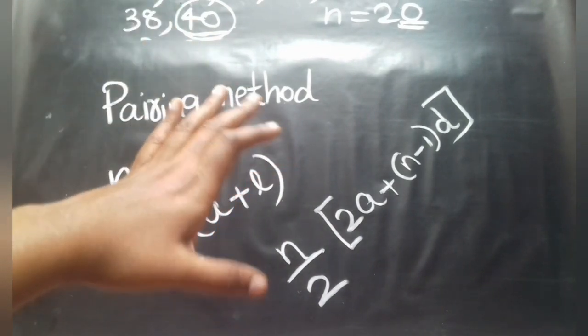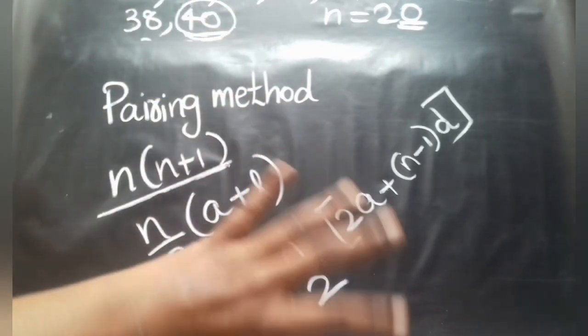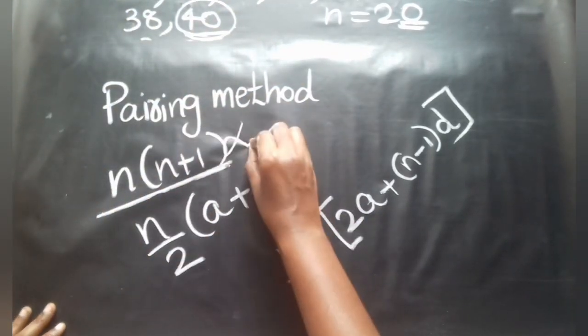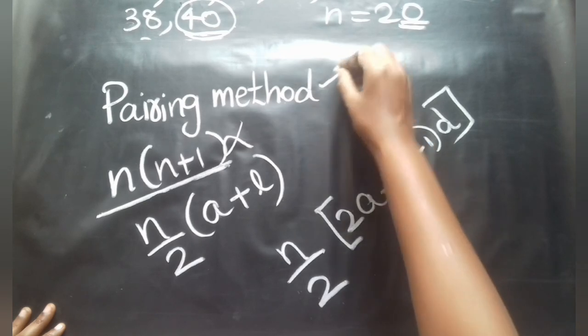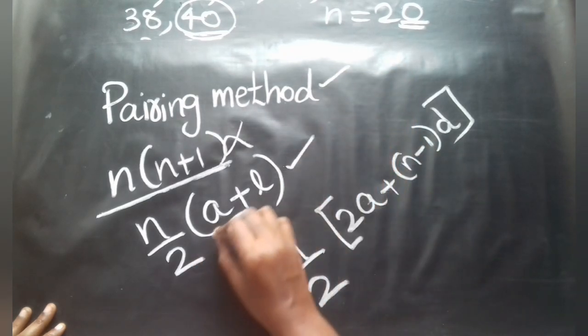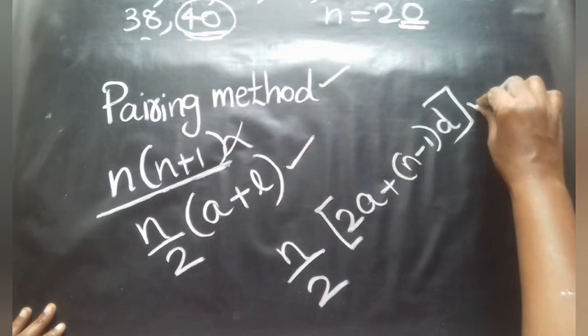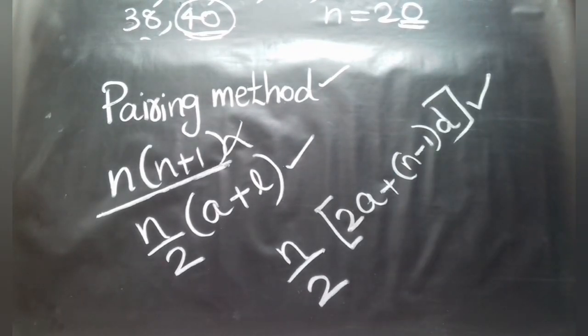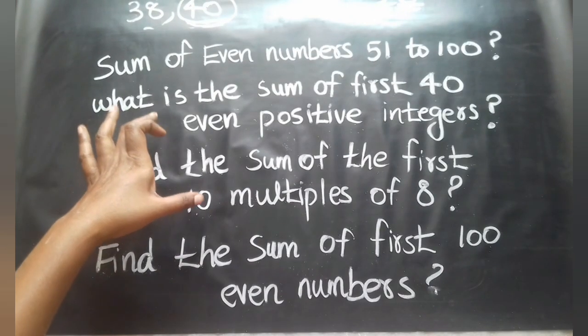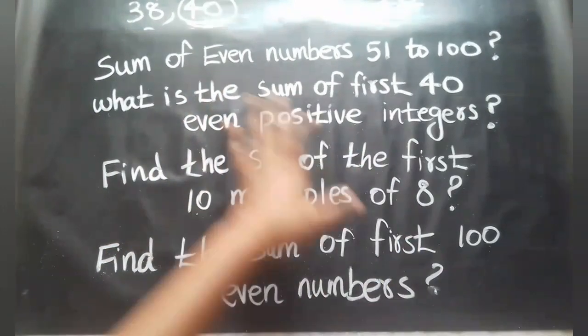When you are asked to calculate the sum of all even numbers from 100 to 200, you cannot use this formula. You can use either the pairing method, or else n by 2 into a plus l, or else you can use this formula as well. Now let's check what method can be used to solve these questions.